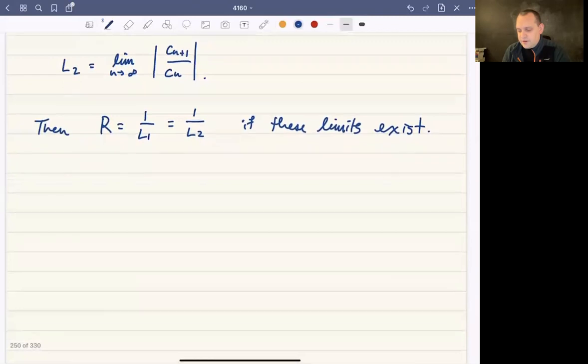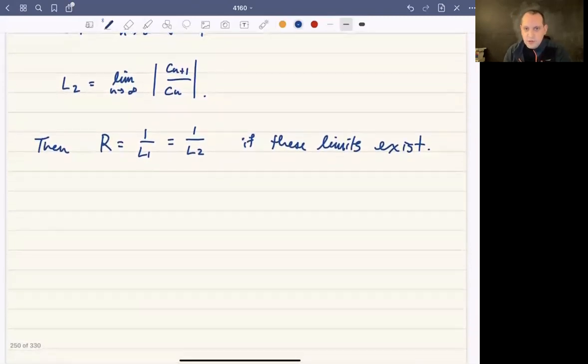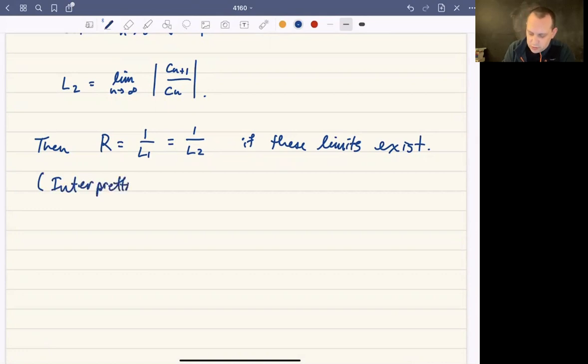So if L1 and L2 exist, then the radius of convergence R is given by 1 over L1 and also 1 over L2. And in particular, this shows that if both limits exist, then L1 and L2 must be equal. So it's kind of a corollary that we get here. I'm being slightly sloppy here, but we're interpreting 1 over 0 to be infinity and 1 over infinity to be 0. So that's how we interpret these.